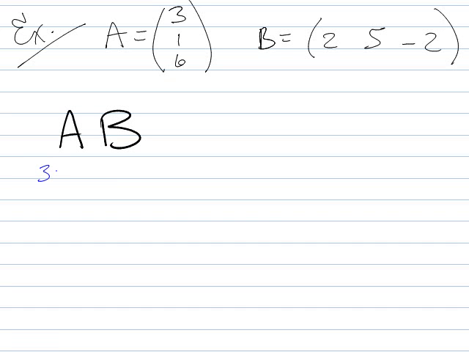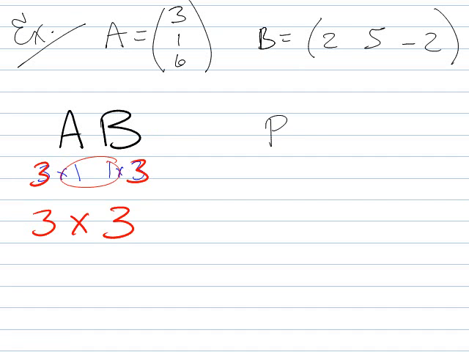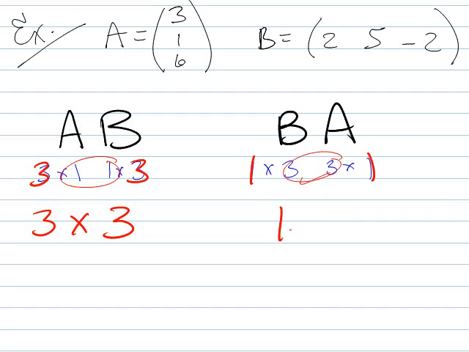So this first one, A, is a 3 by 1. B is a 1 by 3. So we can multiply these together, and our answer is going to be a 3 by 3. Got it? Okay, now let's see if we can do B times A. And this is also just so cool. I just think it's neat how it works out. B times A is a 1 by 3 times a 3 by 1, so we can multiply them together, and we get a 1 by 1.